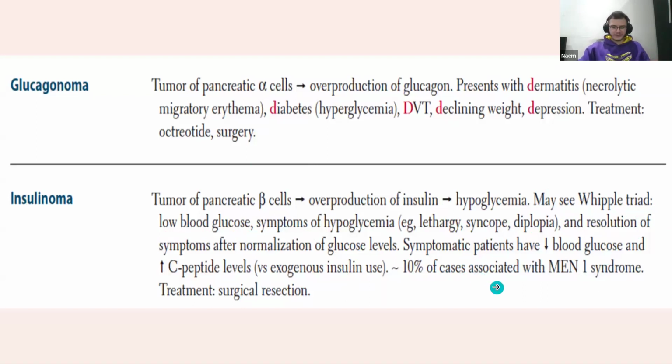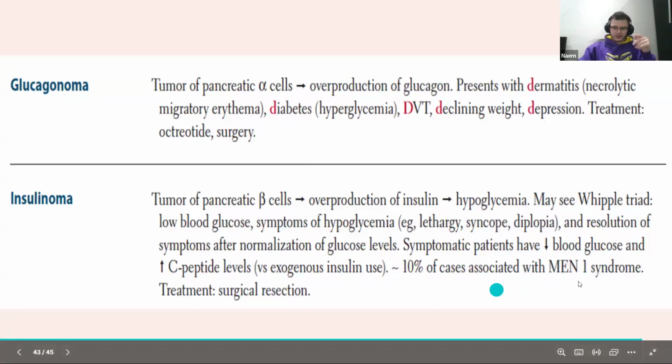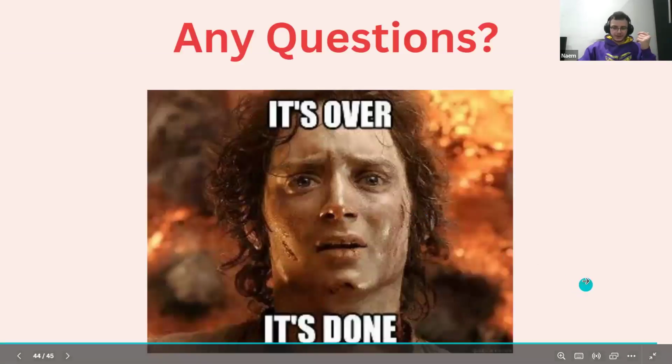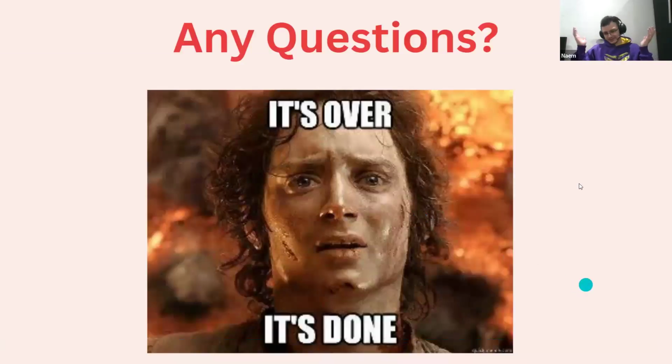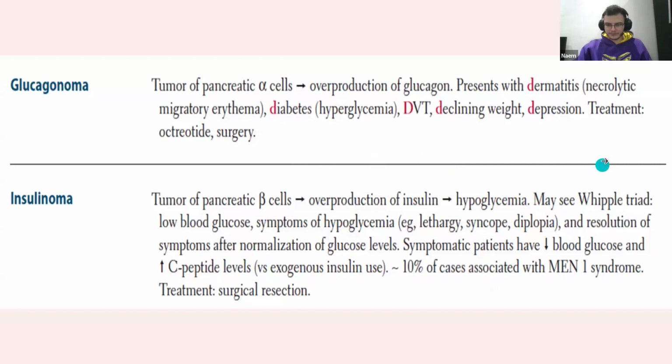And also MEN-1 syndrome. To be honest, we didn't take them in our first year, but I guess the doctor put them for you. You got taught by a different doctor, so I guess just know them. Just know, as I told you, overproduction of glucagon, overproduction of insulin, and all the symptoms that happen after that. There's not a lot to explain here.